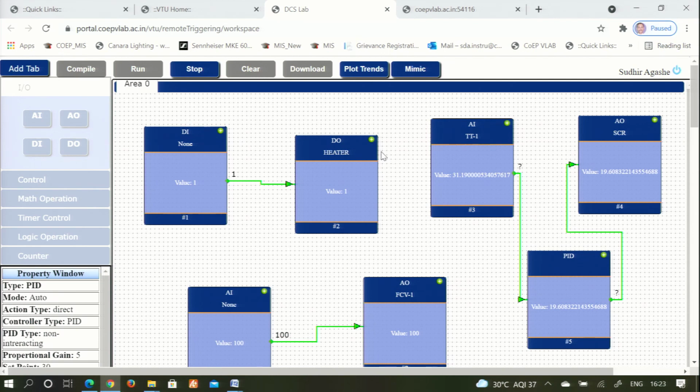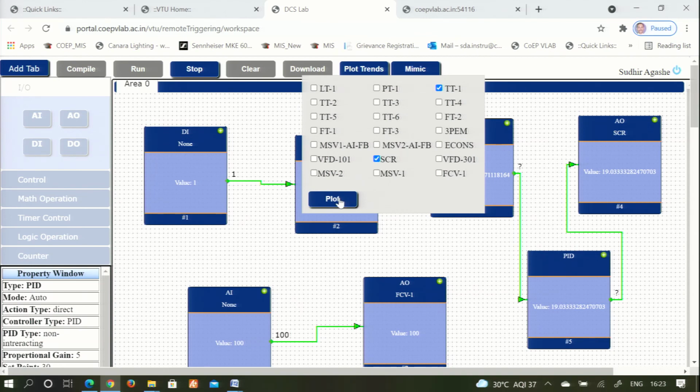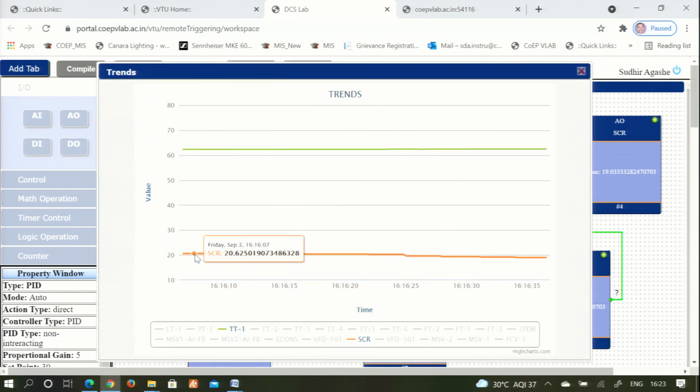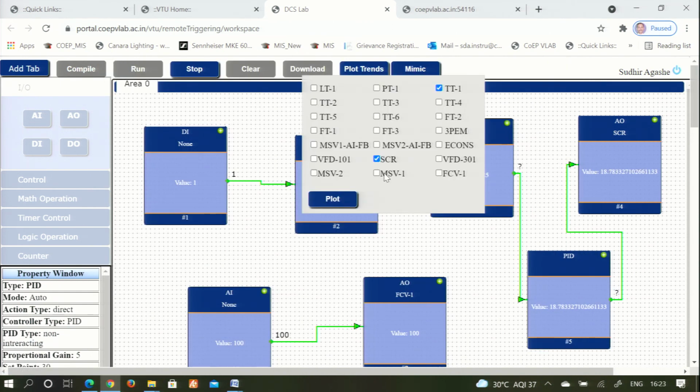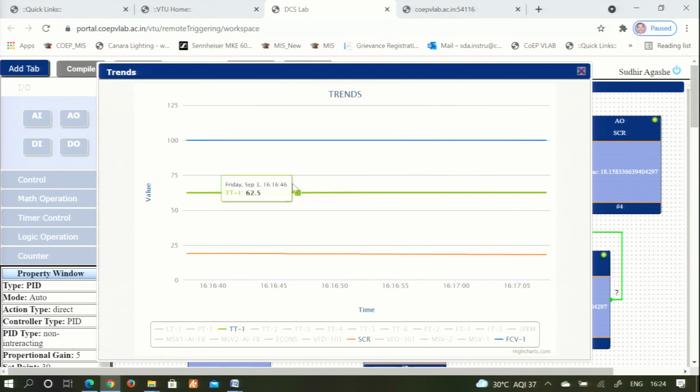Now, there is one more aspect of this, and that is that you can plot the trends. For example, I want to check how the temperature was, how it has gone, I can do that. And not only that, I can check the other parameters also using the trend facility which is available. For example, I can see all the temperatures, how they are moving, I can see the firing angle, I can see whether the motor is working and at what speed, everything I will come to know, and that is what is being plotted here.